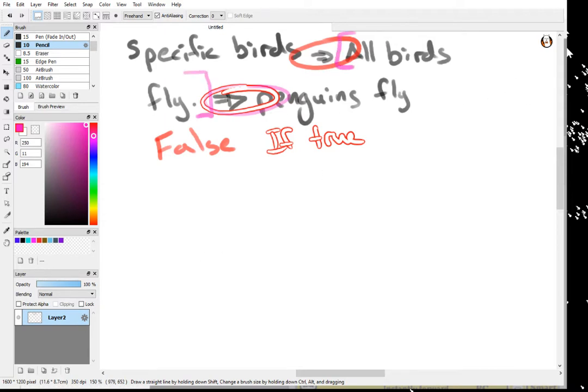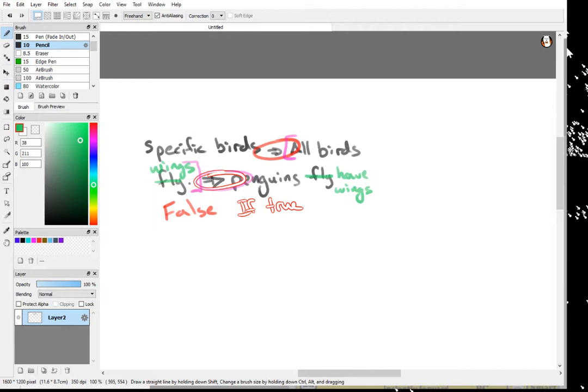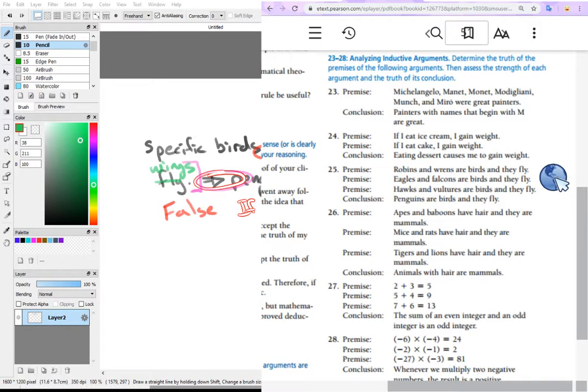All birds fly. A better thing would be to replace fly with have wings. So then penguins have wings. Boom, there you go. And this ties into number 26. So let's take a look here at number 26.